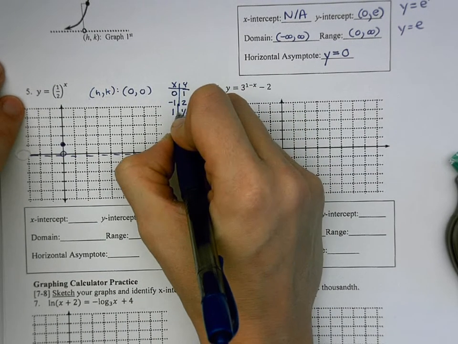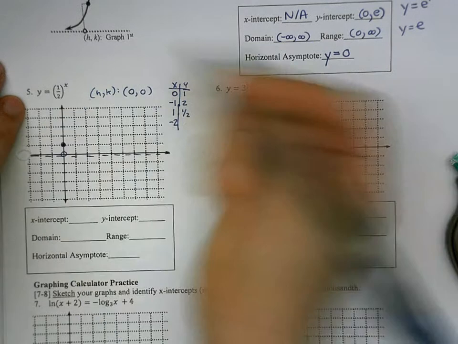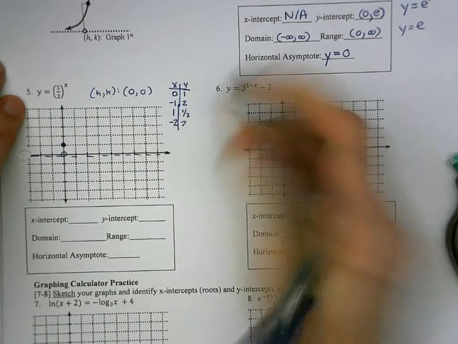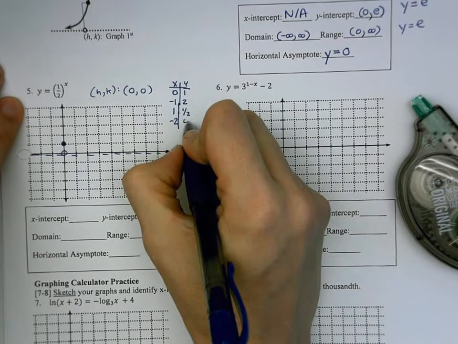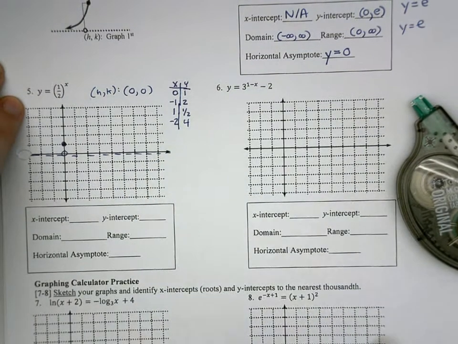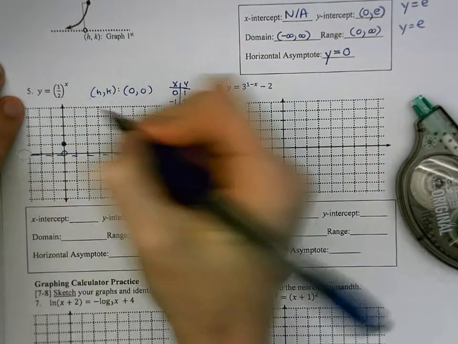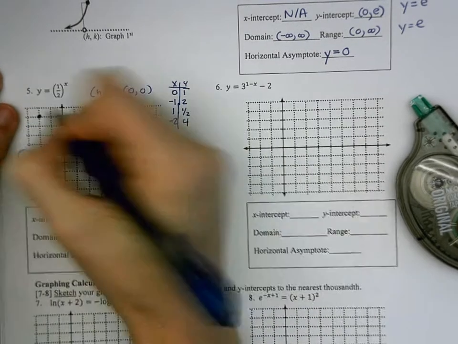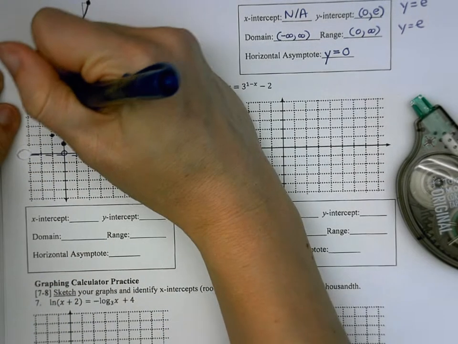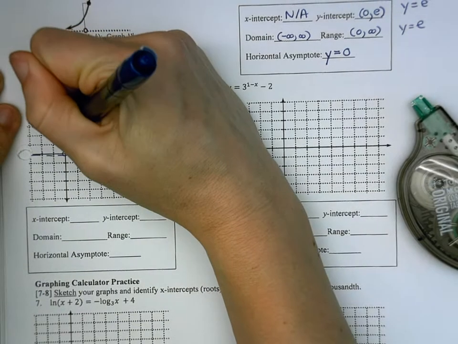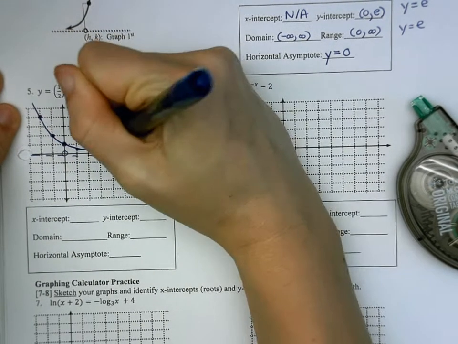Maybe you plug in -2. That would give you 4, sorry. But some other point to give you the shape of your graph. So I guess I'll plot them all. But it gives you some sort of shape like that. Okay.